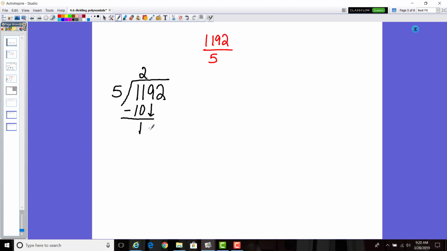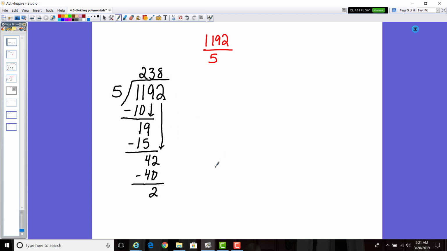Next step is to carry down the next number, which is a 9, making it 19, and repeat the process again. How many times does 5 go into 19? It goes into it 3 times, so I'm going to place that number above the 9, and then multiply. 3 times 5 is 15, and again those numbers get subtracted. 19 minus 15 is 4. Carry down the next digit, which is 2. How many times does 5 go into 42? That is 8. 8 times 5 gives me 40. Subtract those numbers again, and I'm left with 2.